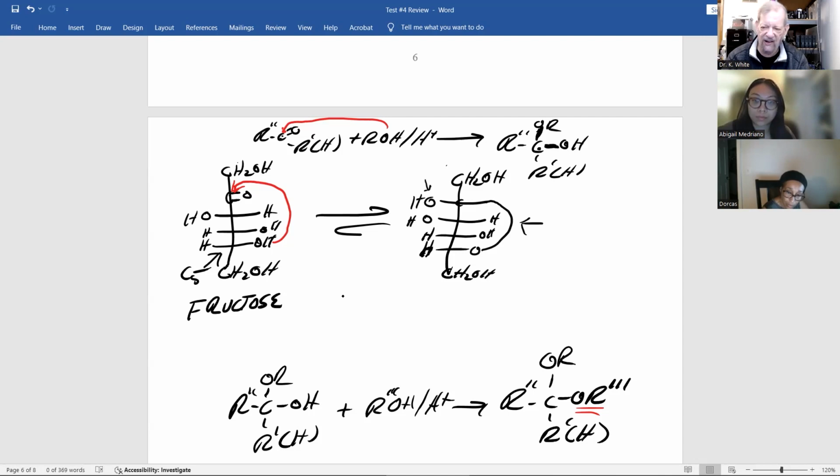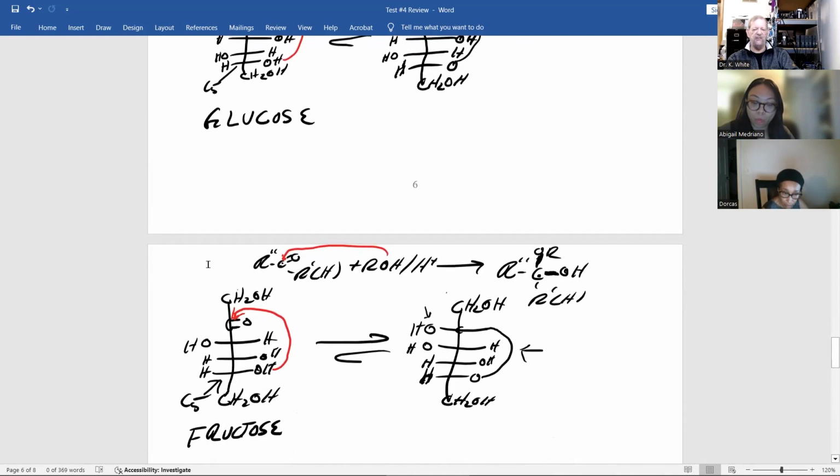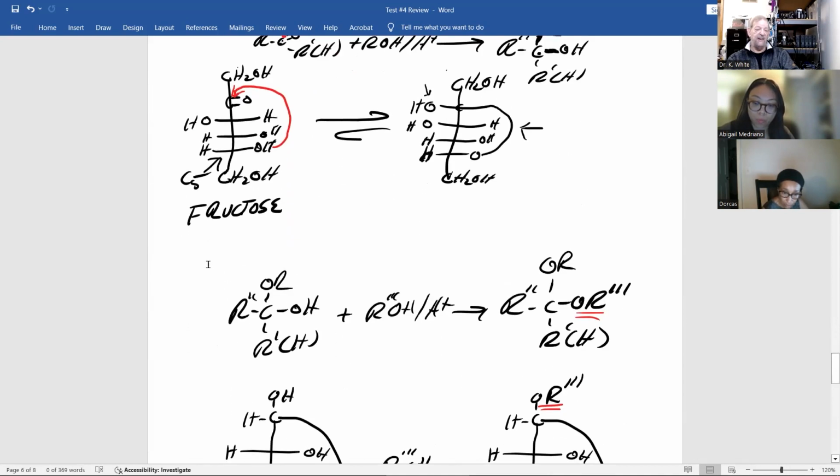And you should know how to do this. If I give you the structure of fructose and an equilibrium arrow, you should be able to write this product. If I give you this product, equilibrium arrow, you should be able to draw the structure of fructose. And fructose and glucose are 2 sugars that are important in nature.